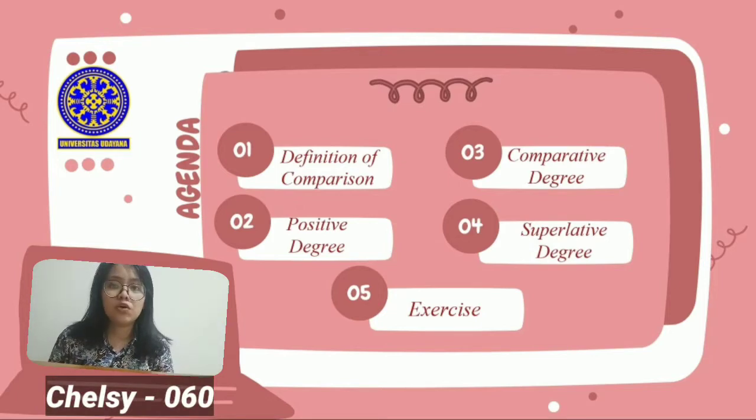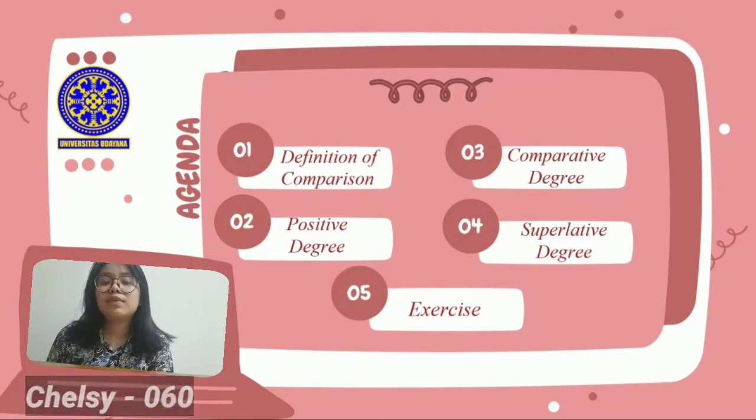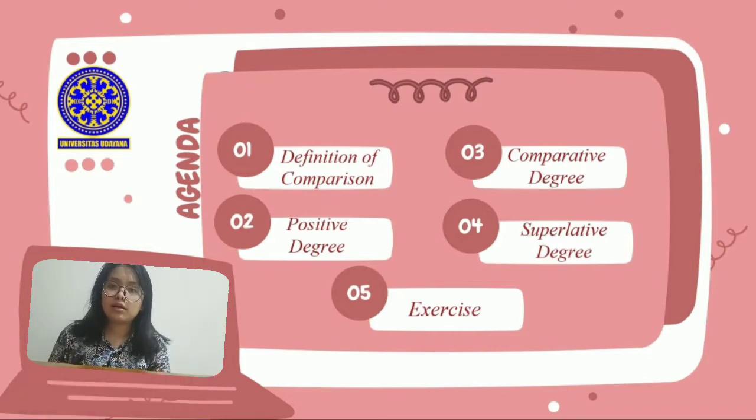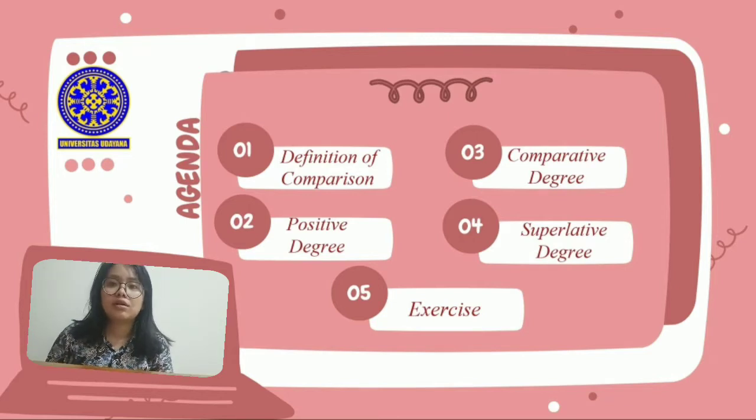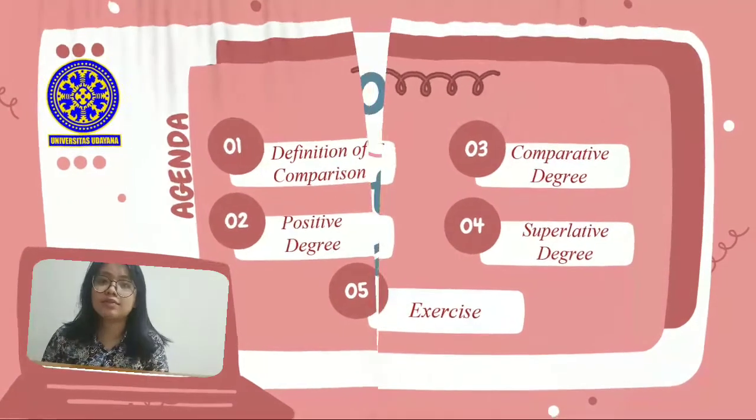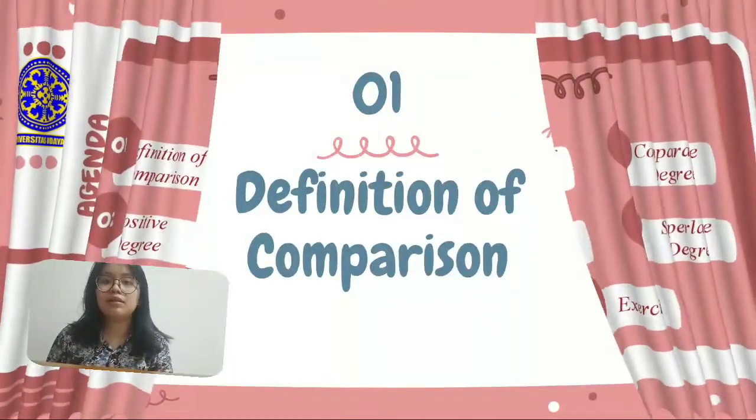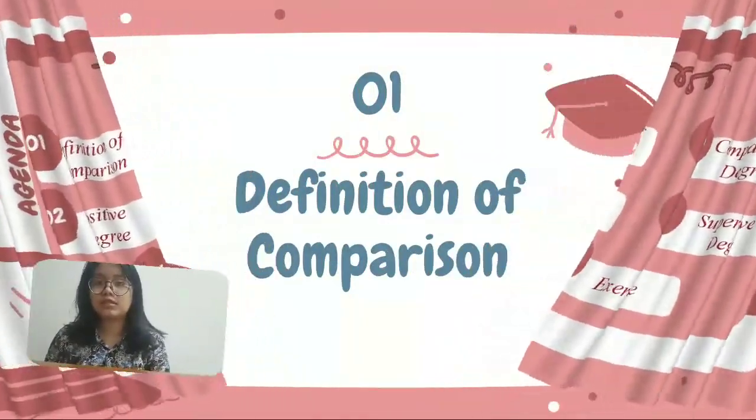In this second video, we will explain to you about comparison. To make it easy, we will divide this topic into 5 parts. The first one is about the definition of comparison. The second one about positive degree, the third one about comparative degree, the fourth one about superlative degree, and the last one is exercise. Now, I will explain about the definition of comparison.